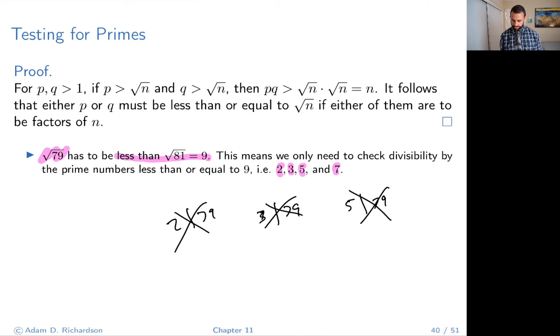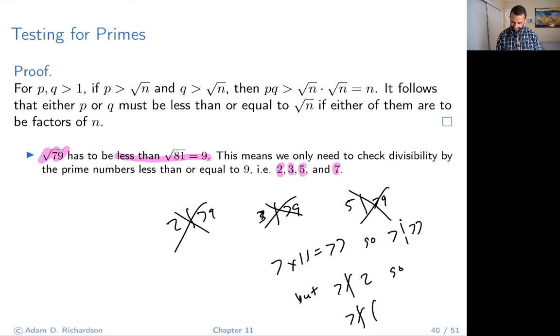And 7, that one, well, we didn't learn that divisibility test, but let's just think about it. I know that 7 times 11 is 77. So 7 divides 77, but 7 does not divide 2. So that means that 7 does not divide 77 plus 2, or in other words, 79, right? There you go.